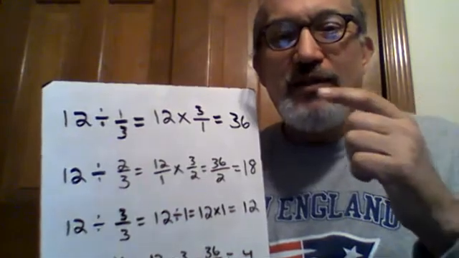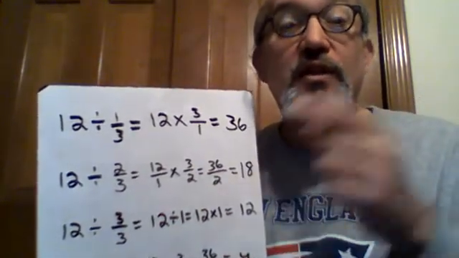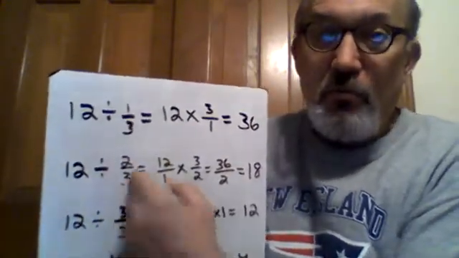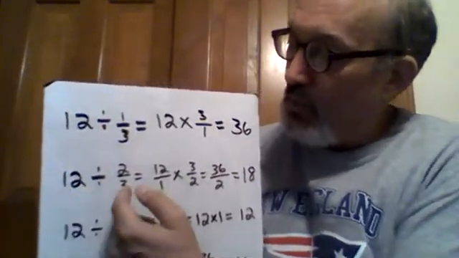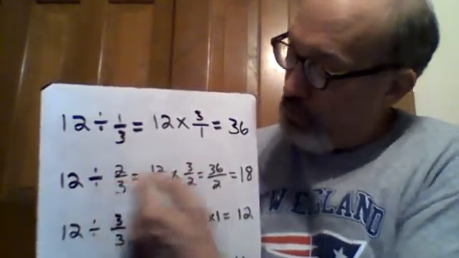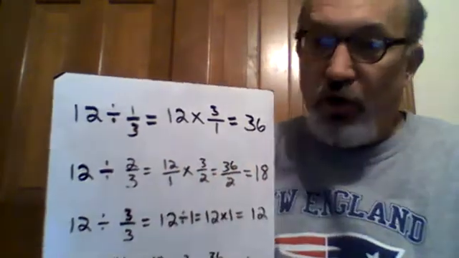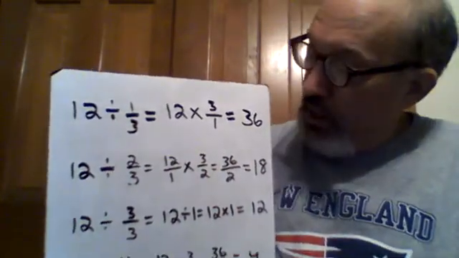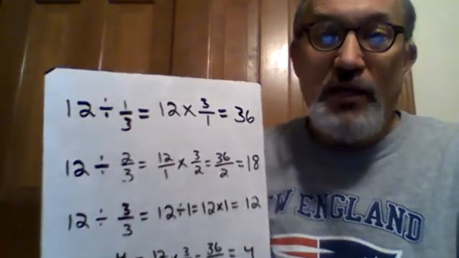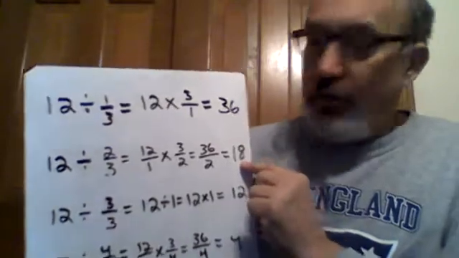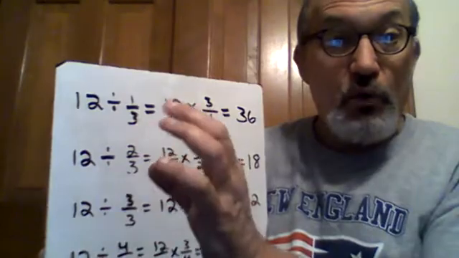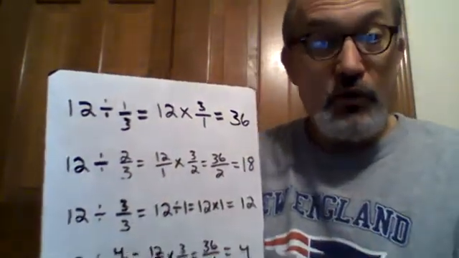It's actually 12 divided by 2/3 is 36 divided by 2. To divide by a fraction, multiply by its reciprocal. 12 divided by 2/3 is 12, or 12 over 1, times 3/2. Flip the 2/3 to 3/2. Multiplying across, we get 36 over 2. 36 divided by 2 is 18. 18 is the number that you multiply 2/3 by to get 12. Or in other words, 2/3 of 18 is 12.